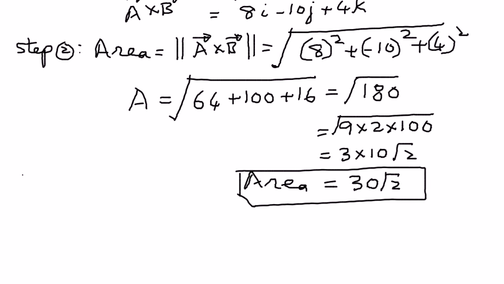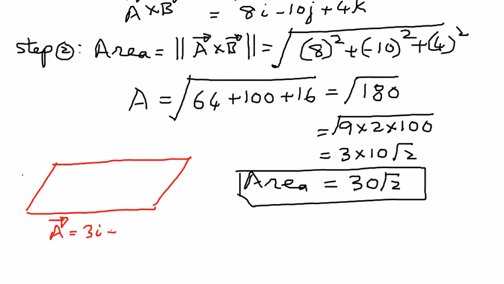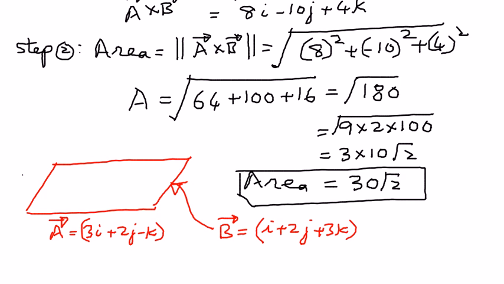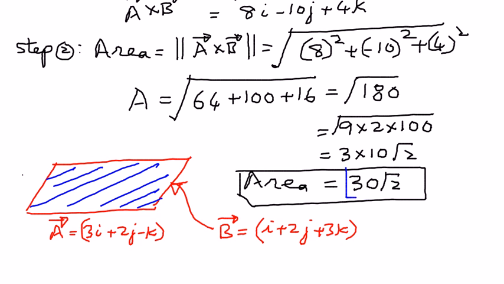If I were to draw a figure in here, and if this is the parallelogram, and one of the sides is given to us as vector a, 3i plus 2j minus k, and this side is given to us as vector b, with components i plus 2j plus 3k, then the area of this parallelogram is equal to 30 square root of 2.